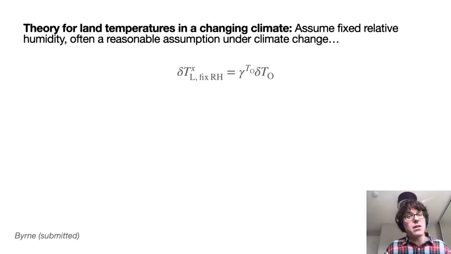It shows that the change in temperature over land over some temperature percentile x is just equal to the sensitivity parameter gamma times the change in ocean temperature. So it's a very straightforward equation. And how does this do when we apply it to the simulations?